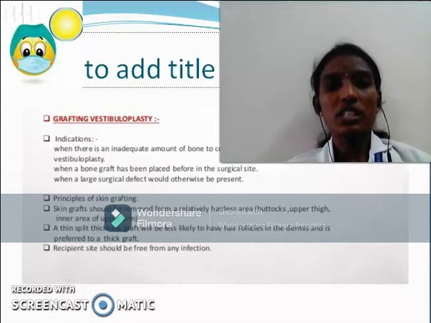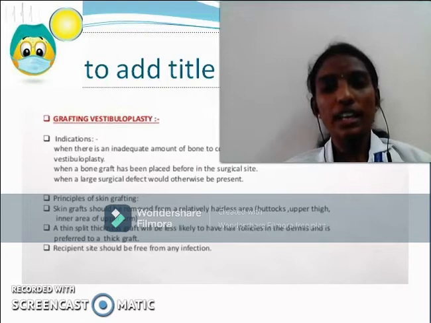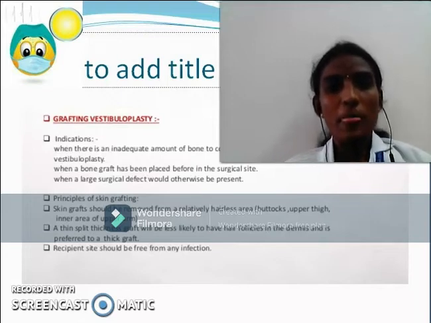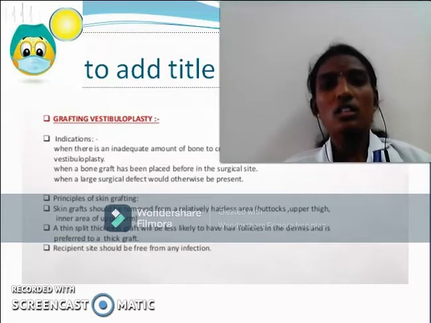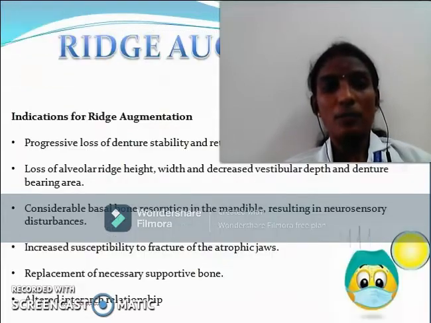Grafting vestibuloplasty is indicated when there is an inadequate amount of bone remaining after the vestibuloplasty, when a bone graft is being placed in the surgical site, or when a large surgical defect would be left at the site. The principles of skin graft: the skin graft, thin skin graft and recipient site.